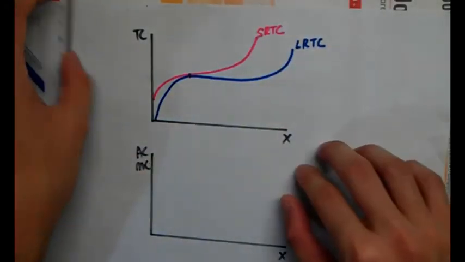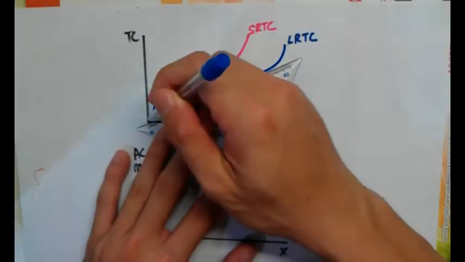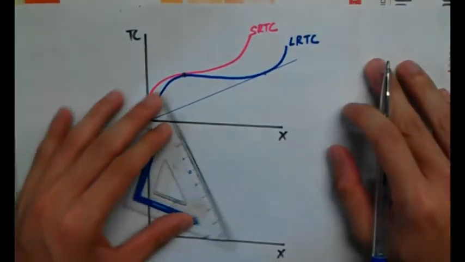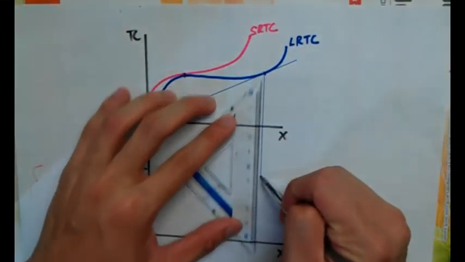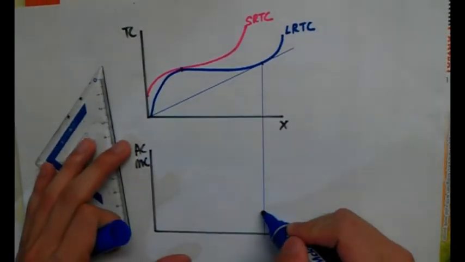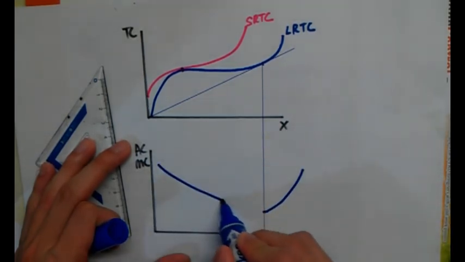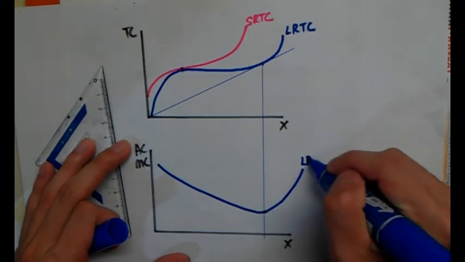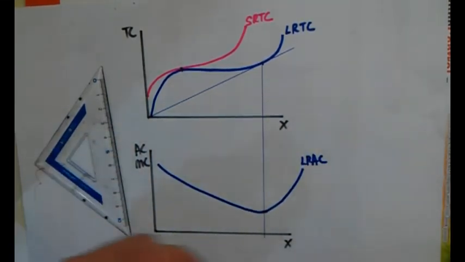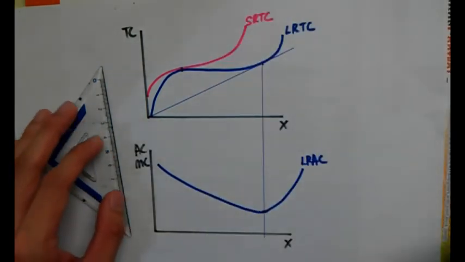So what is step 1? Step 1, identify minimum long run average cost. Step 2, draw long run average cost, LRAC. Step 3, identify minimum SRAC. Let's do that first.